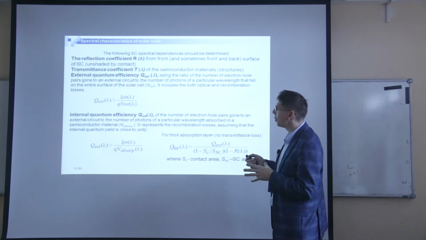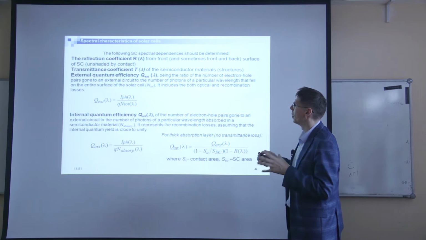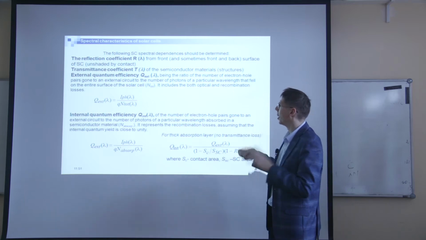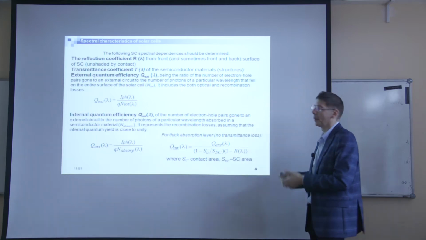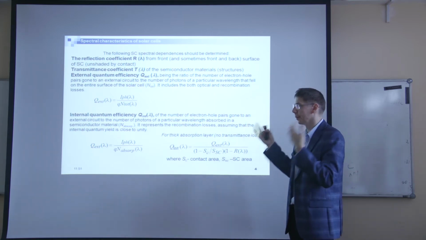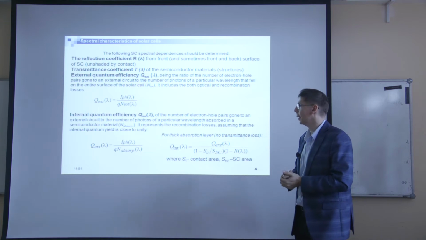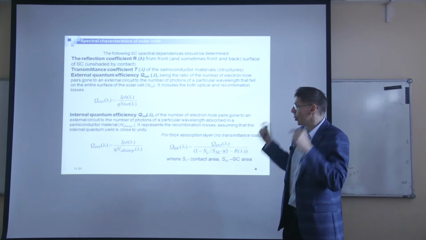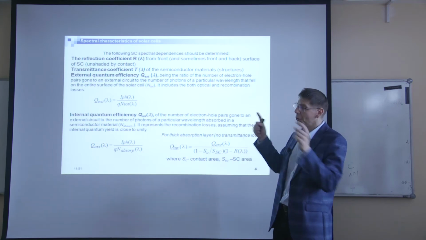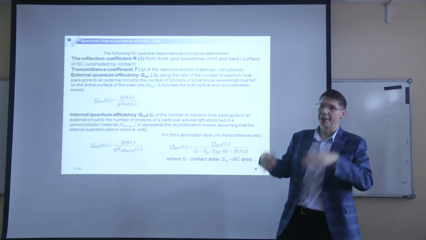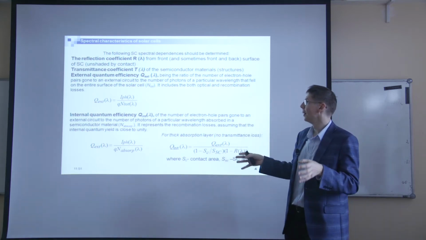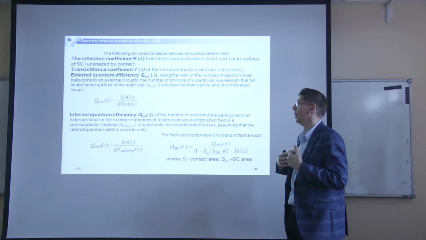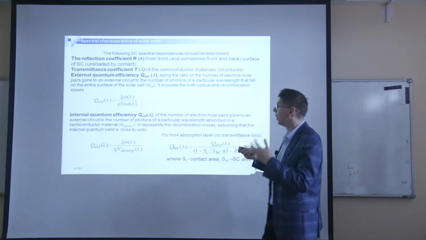So external quantum efficiency is actually quite easy. It represents the ratio of electron-hole pairs which are selected by some p-n junction or any field, and come to the external circuit. It means that they are not recombined in the volume or at the contact. Anyway, they have reached the external circuit, so they have some impact on the photocurrent.